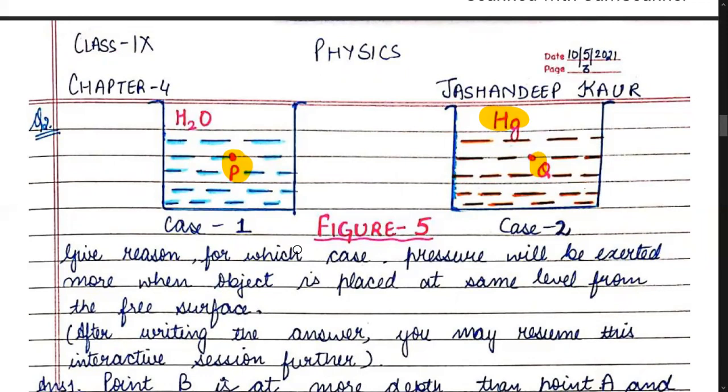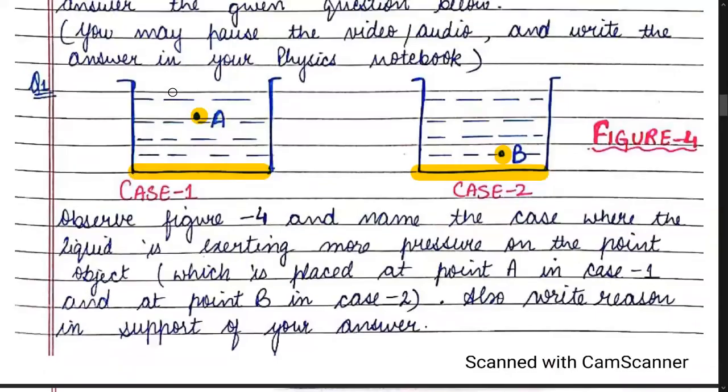So now you can pause this interactive session and write down the solutions. And then you can resume your video further to cross-check your answers. See, out of A and B, where is more pressure and why? Write down the answer, children.